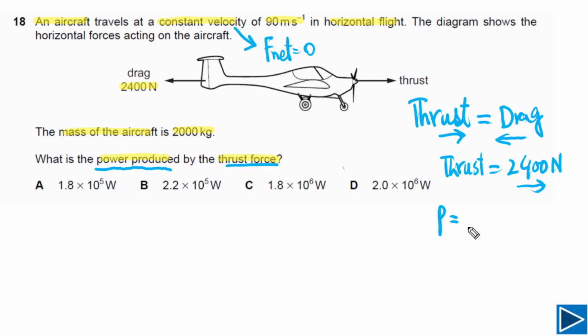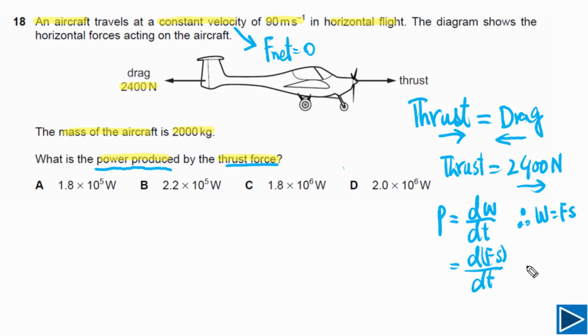Power is the rate of doing work, meaning this is equal to dW by dt. Work, we understand, is equal to force times the distance moved in the direction of force. Simply we can say W is equal to Fs. Now we can replace W with Fs.